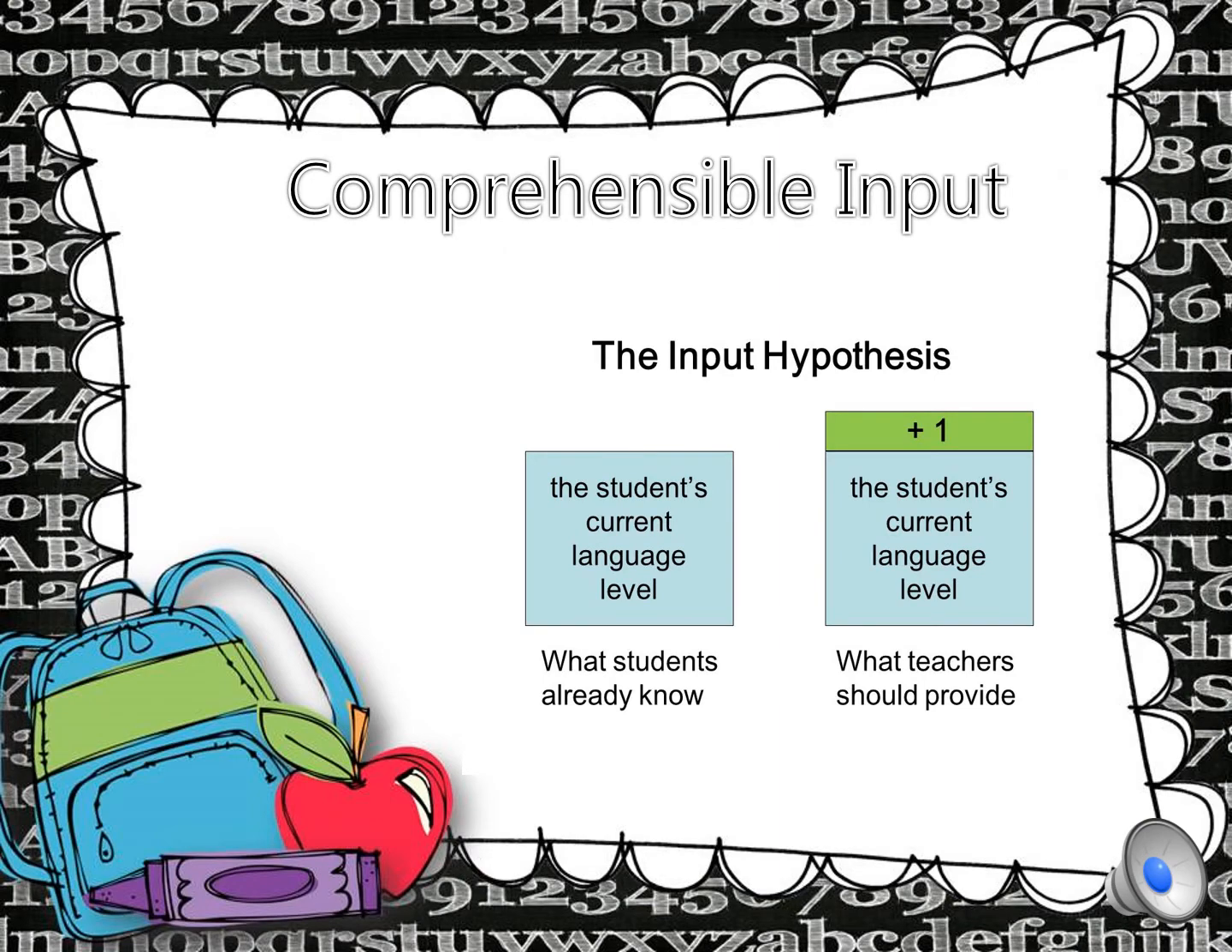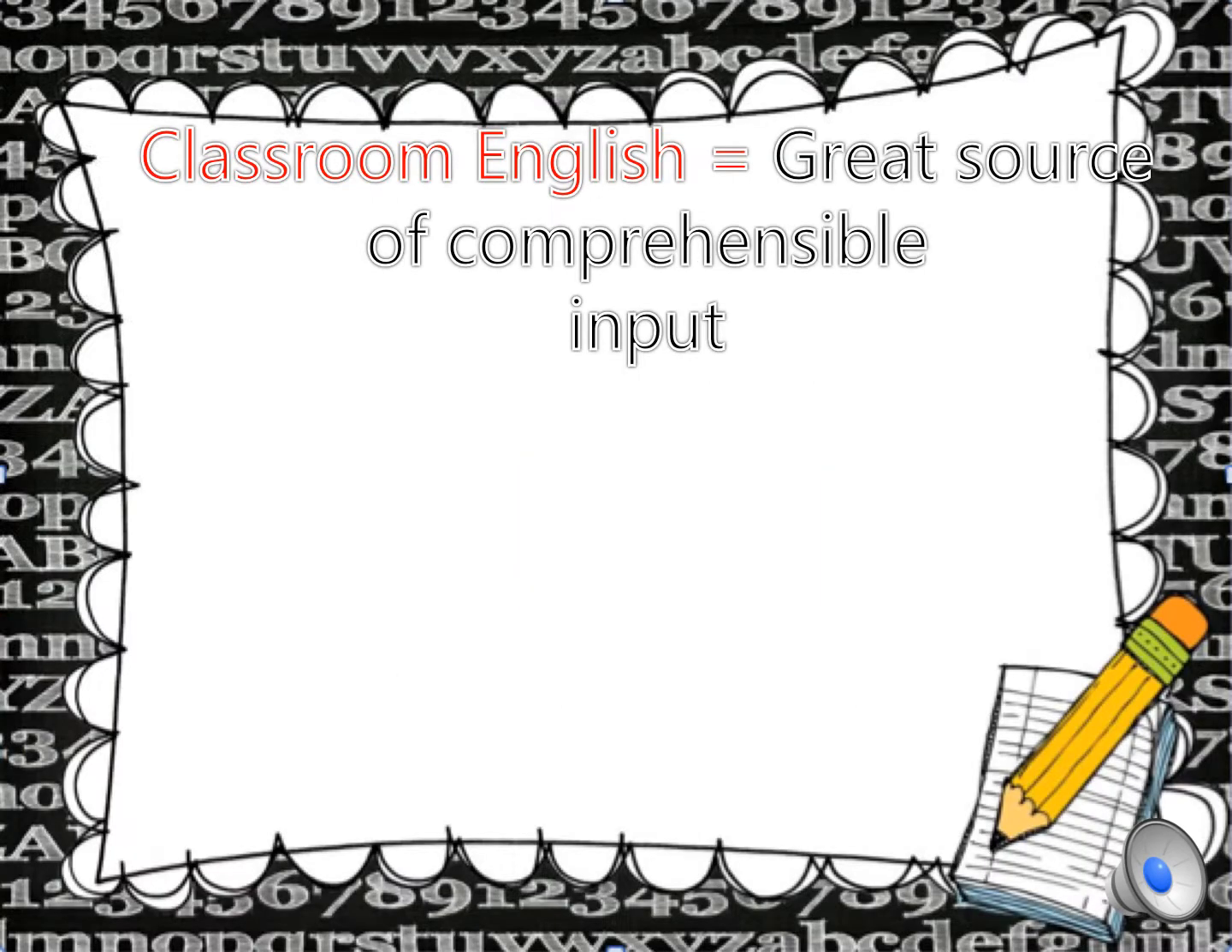Another way to think about comprehensible input is this. This blue box is what students know now. But comprehensible input is giving them +1. That means a little extra and above what they already know. And the way that you could do this is through scaffolding. So classroom English is a great source of comprehensible input.